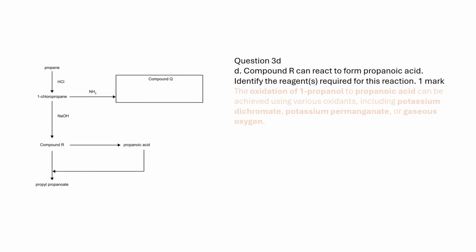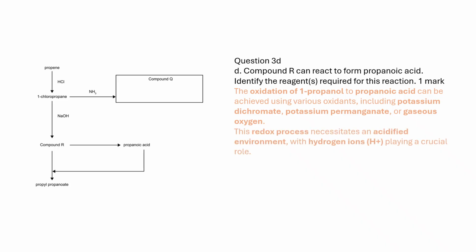The oxidation of 1-propanol to propanoic acid can be achieved using various oxidants, including potassium dichromate, potassium permanganate, or gaseous oxygen. This redox process necessitates an acidified environment, with hydrogen ions playing a crucial role.